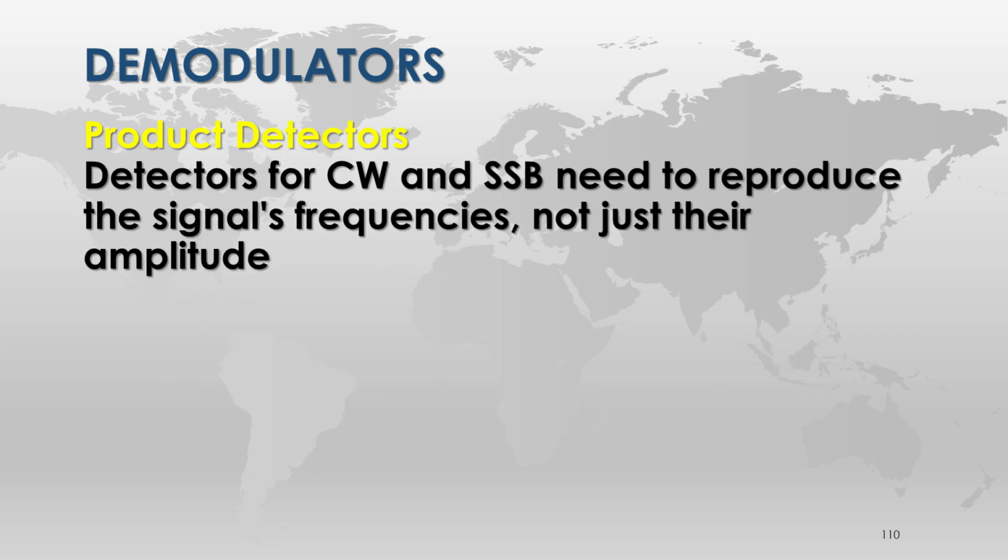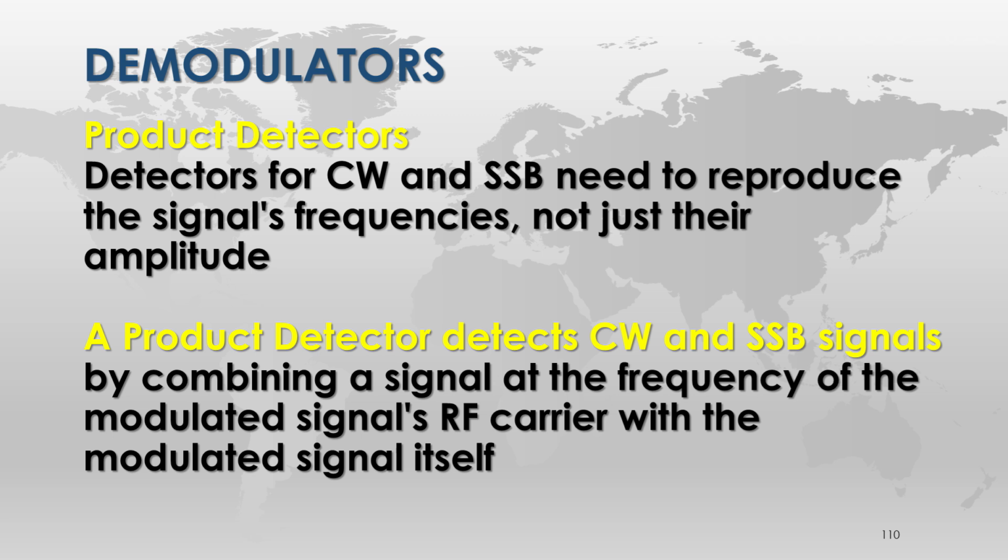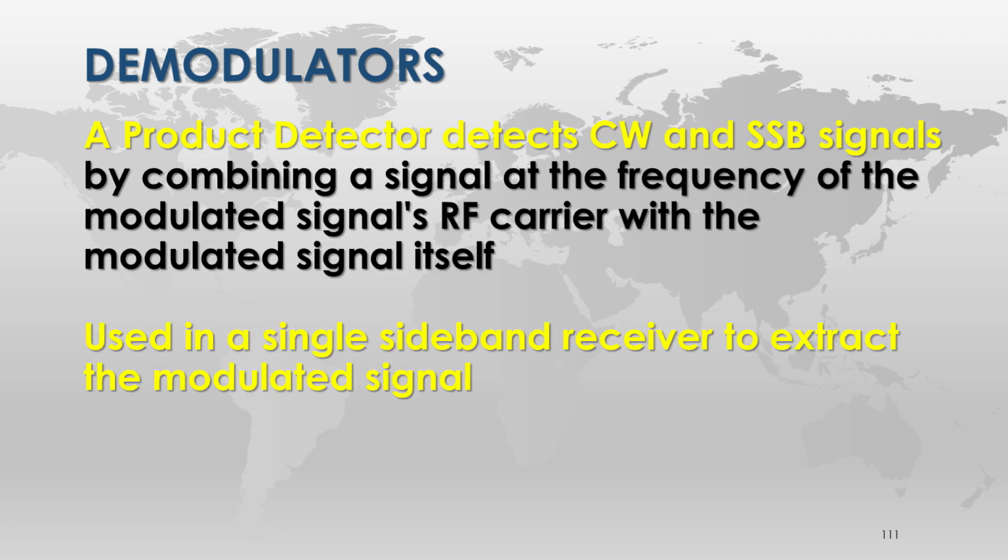Product detectors. Detectors for CW and single sideband need to reproduce the signal's frequencies, not just their amplitude. A product detector detects CW and single sideband signals by combining a signal at the frequency of the modulated signal's RF carrier with the modulated signal itself. Product detector detects CW and SSB signals. It's used in a single sideband receiver to extract the modulated signal.